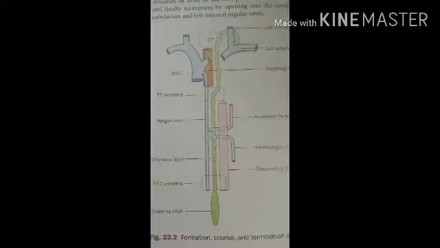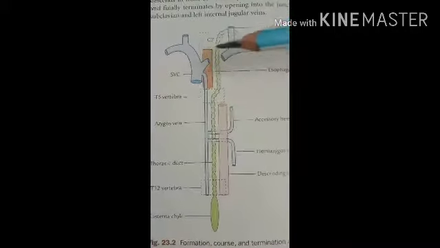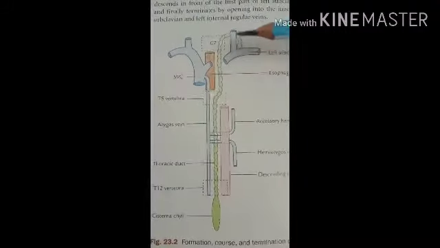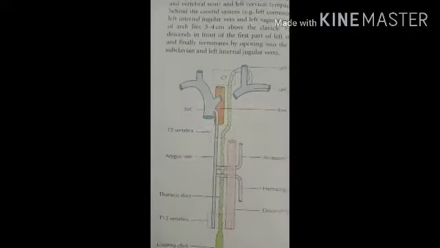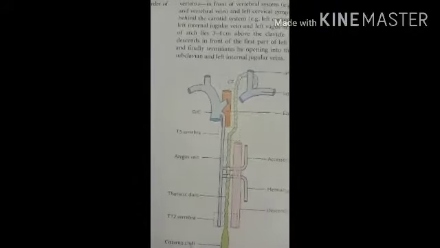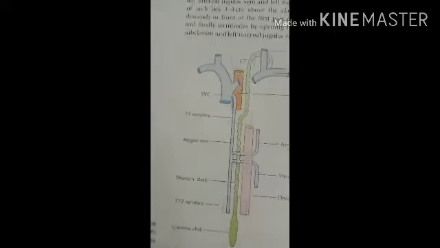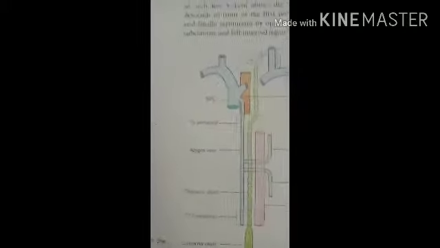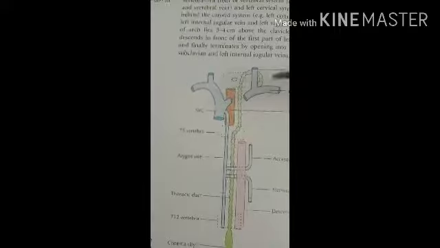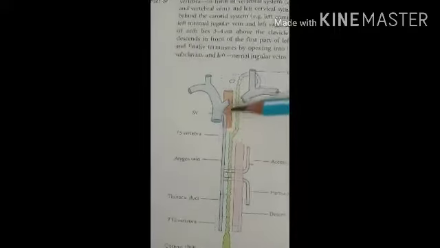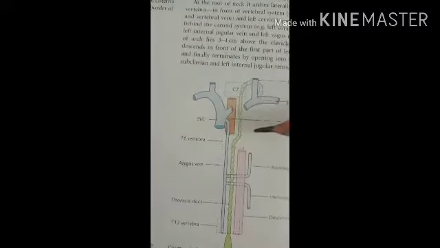It forms an arch arising about 3 to 4 centimeters above the clavicle. Here you can see the arch, and it has the following relations. Because of the arch, it is turned to the left side. First, the anterior side: anteriorly is the left common carotid artery. Here the arch of the aorta is present, and from this the left common carotid artery comes.